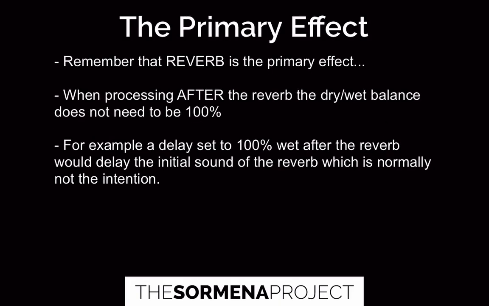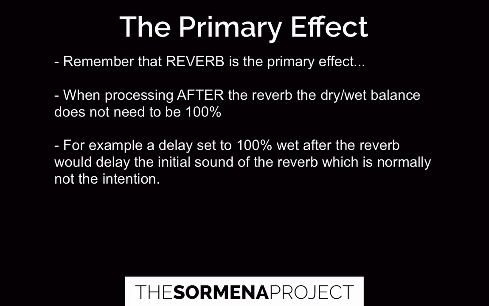Remember, the primary effect here is reverb. When processing after the reverb, the dry wet balance does not need to be 100%, because we're really focused on the sound of that reverb, and that's what we're processing. Just like if we have a vocal and we're processing it with a chorus, we're probably not going to set that all the way to 100%. We're going to set it somewhere in the middle where we get a nice blend. This is the same idea on the reverb itself. You are processing that reverb. And we're talking specifically here after the reverb.